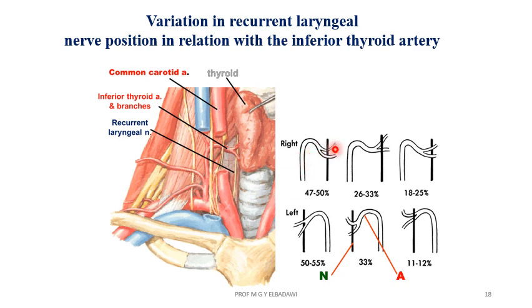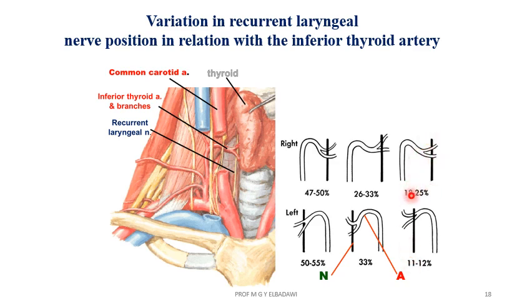On the right side, that is the percentage here, where it can pass between two branches in 47.5%, while on the left, as it passes between the two, is only 33%. In front of both of them, in 26.3% on the right, here is 11%.